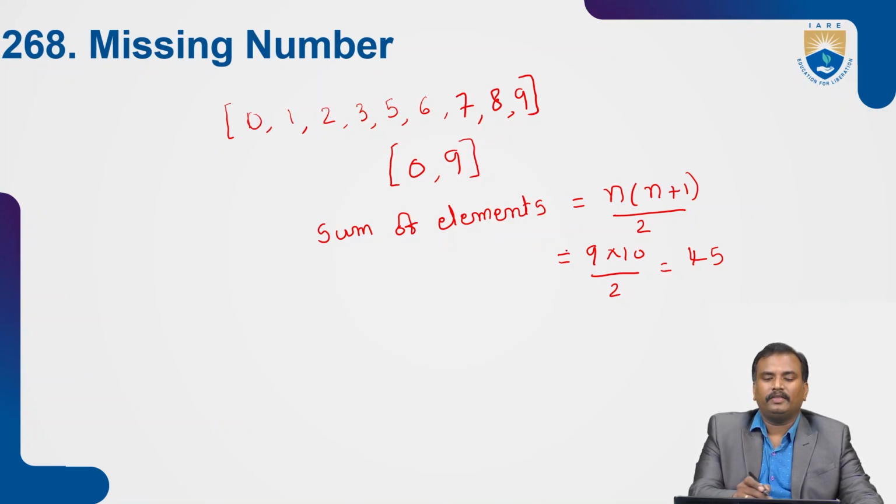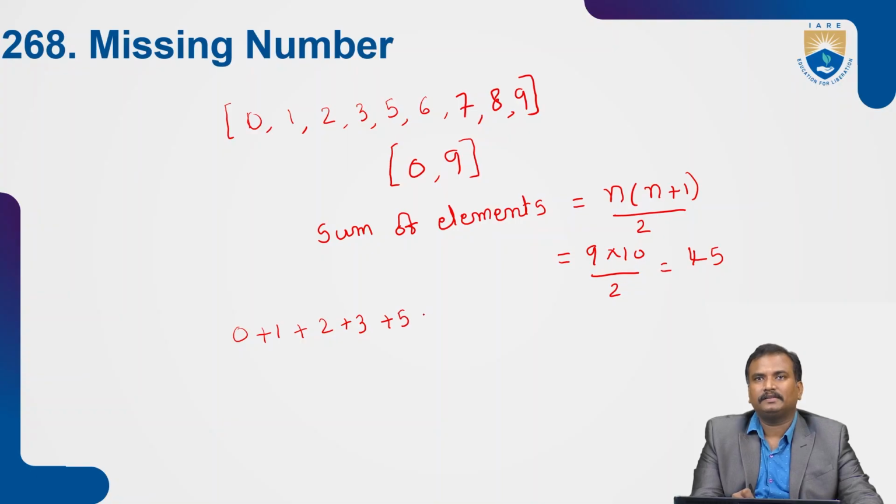Now we need to find the array elements sum. For that we take 0 plus 1 plus 2 plus 3 plus 5 plus 6 plus 7 plus 8 plus 9. Which equals 1 plus 2, 3; 3 plus 3, 6; 6 plus 5, 11; 11 plus 6, 17; 17 plus 7, 24; 24 plus 8, 32; 32 plus 9, 41. So this is the sum of the array elements.